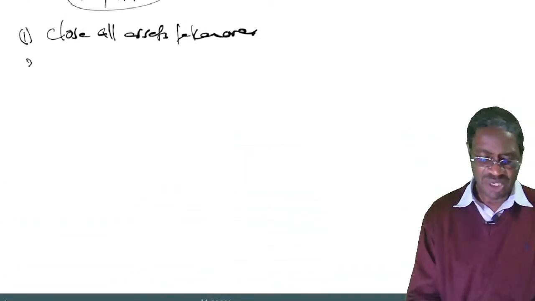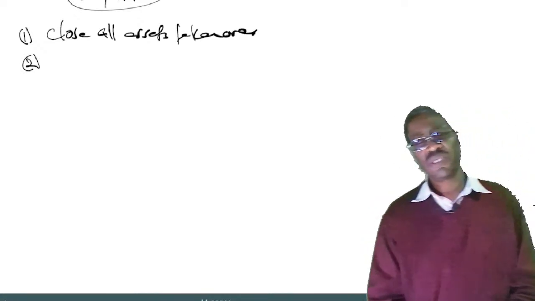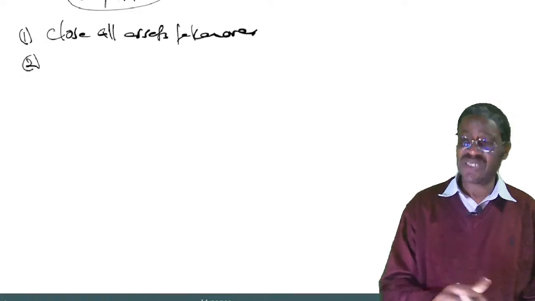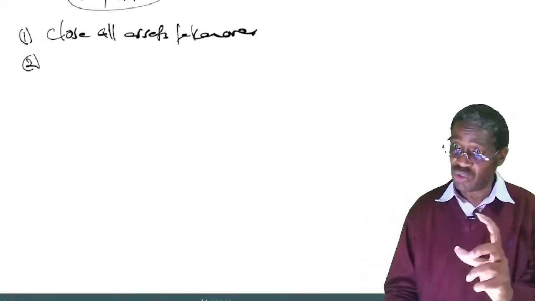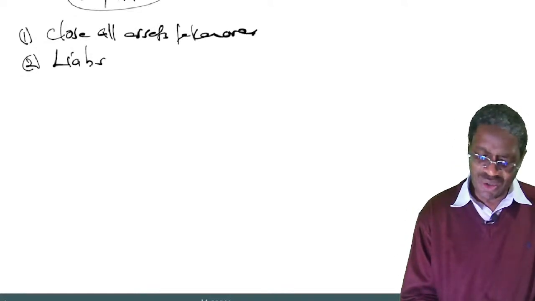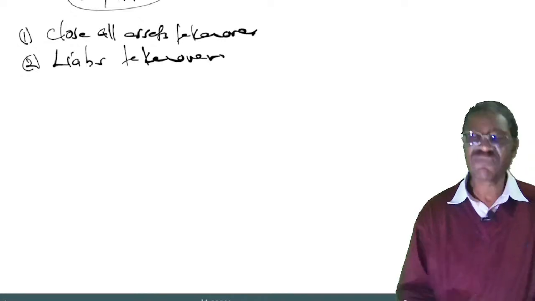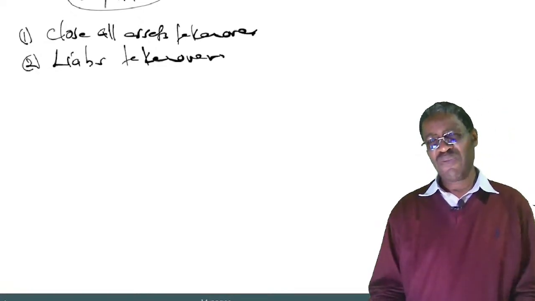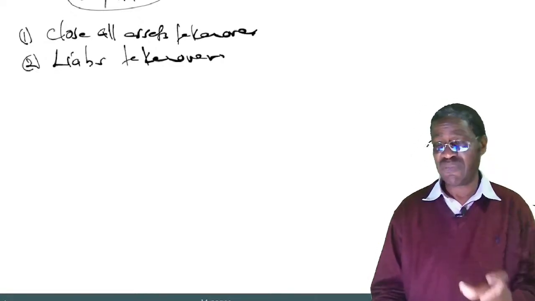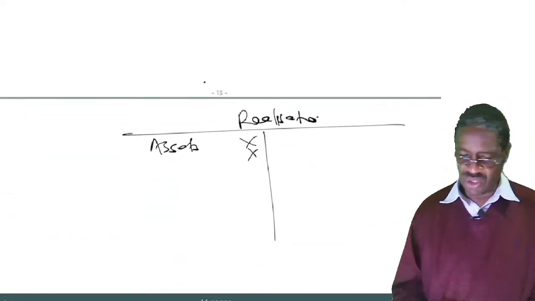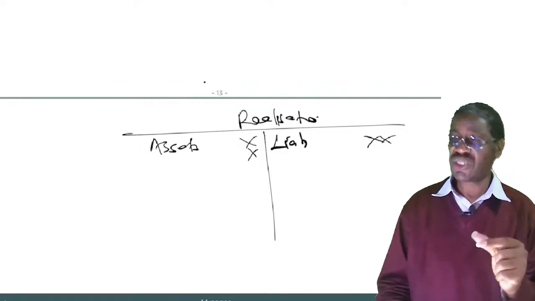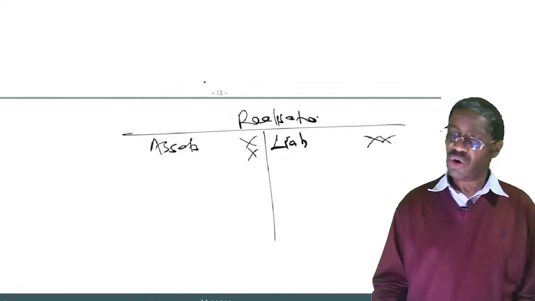Number two, whatever of your liabilities you are giving to company B, close them also. With liabilities taken over, you as company A, liabilities are always a credit balance, and therefore to close those liabilities, you debit the liabilities and you credit realization. That was all for entry number two.